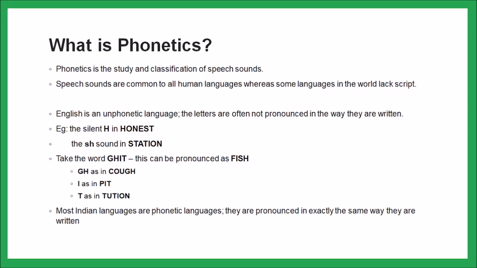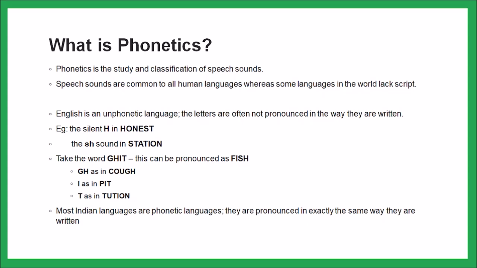But take the case of our Indian languages. Most Indian languages are phonetic languages. They are pronounced in exactly the same way they are written. Take for example the Malayalam word tavala. Tavala. Ta-wa-la. We know ta. Tavargatile kharam. Ta. Then the sound wa. Then the letter la.